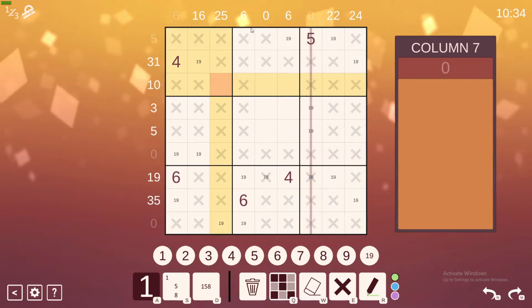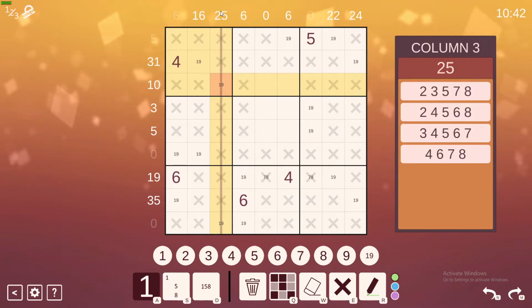What else do we have? We have a 1, 9 in this position because it can go nowhere else and we still need one. So if we look at this 25 clue, we can eliminate this combination.